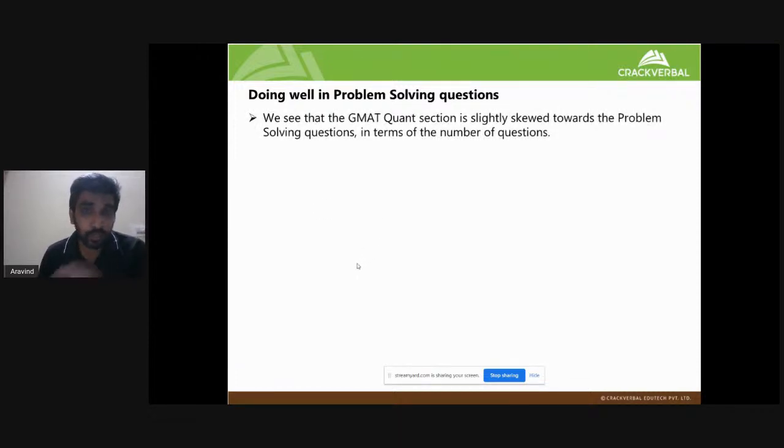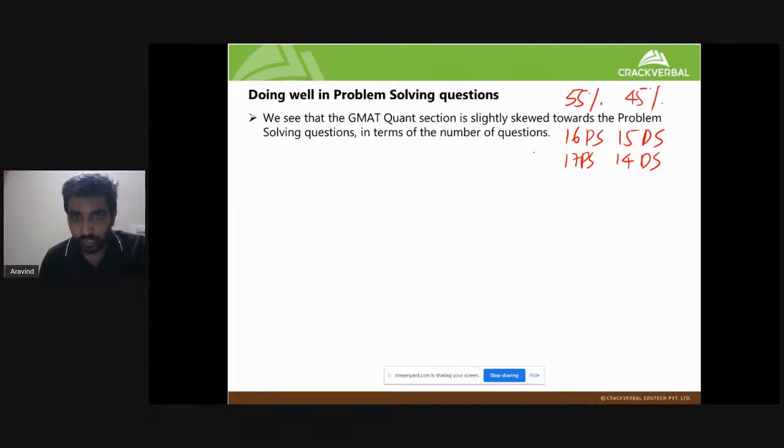Acknowledge, first of all, that the GMAT Quant section is a little skewed towards problem solving, because you saw that there were 16 problem solving and 15 data sufficiency questions. That was the split. Typically, 16 PS and 15 DS. Sometimes I said it could be 17 PS and 14 DS as well. So it's probably a 55%, 45% split, and therefore you can't score well on GMAT Quant if you don't do well on problem solving. We need to acknowledge that fact first.